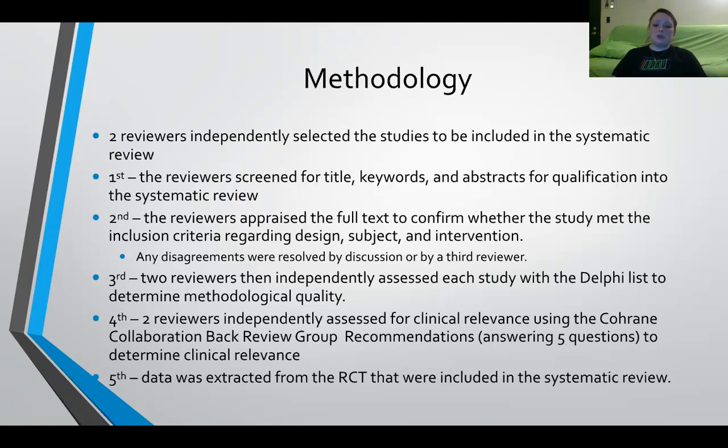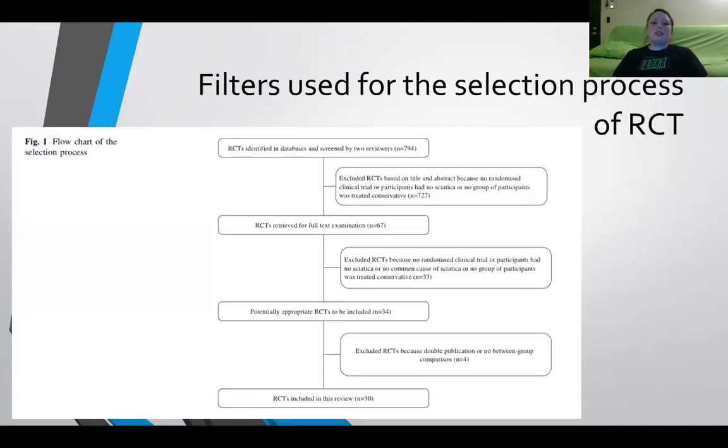Then they moved on to using the Delphi system to determine the methodological quality. And finally, they looked at clinical relevance using the Cochrane recommendations. And finally, they extracted data from the randomized control trials to be used in the systematic review. So this is the flowchart from the article, looking at the same thing as I just mentioned. They started out with 794 different articles, and they narrowed it down to the final 30 that were included in the systematic review.